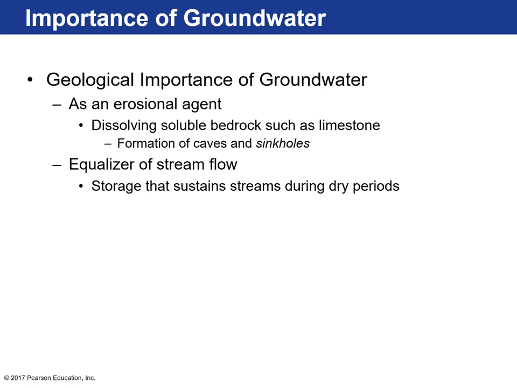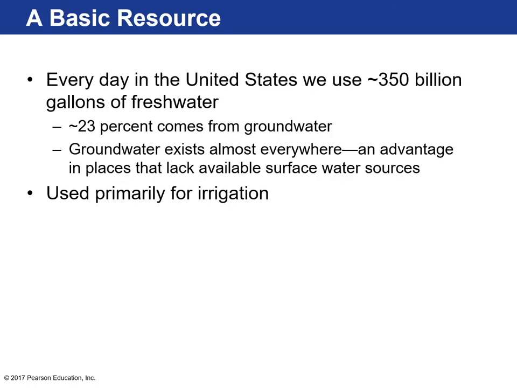It's also an equalizer of stream flow, meaning that if you have rivers, a lot of times groundwater discharges into rivers and helps sustain them during drier periods. And every day in the United States, we use about 350 billion gallons of freshwater. 23% of that comes from groundwater. And it exists almost everywhere, so it's advantageous, especially in places that lack surface water resources. And for the most part, it's used for irrigation.